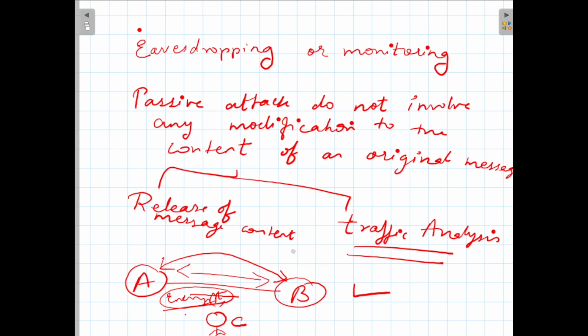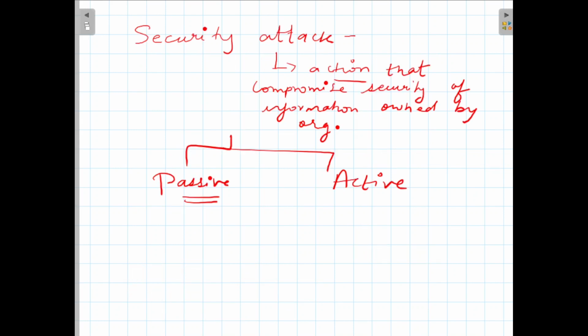So I hope that the content of passive attack, and what actually a passive attack is, has been understood.